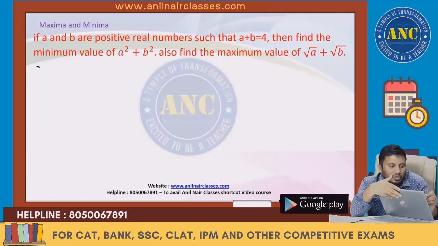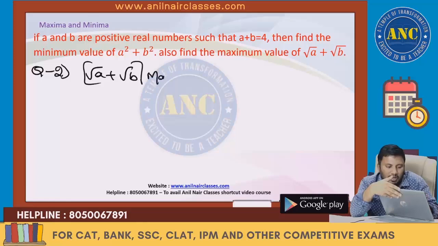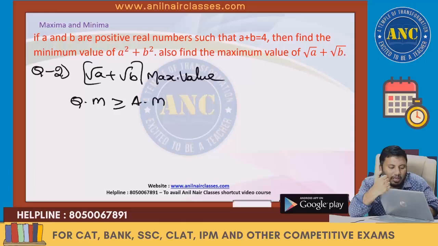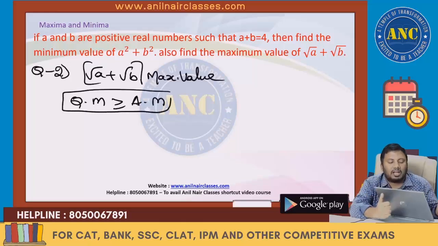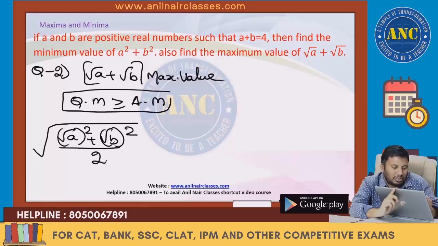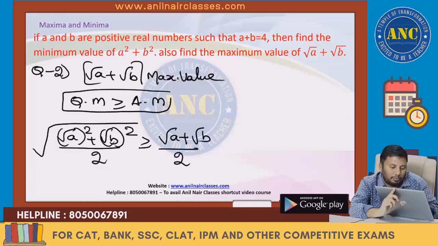Second question, question number 2: root a plus root b maximum value. Again we will use quadratic mean greater than or equivalent to arithmetic mean. Root of (root a whole square plus root b whole square) divided by 2 is greater than or equivalent to (root a plus root b) by 2.